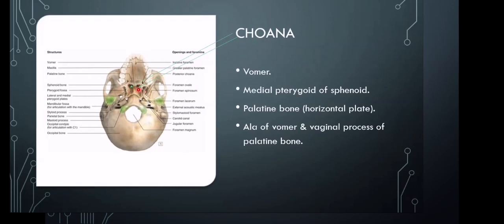These are the choanae. The vomer bone separates the two choanae from each other. The medial pterygoid plate of the sphenoid makes the lateral boundary of a choana. The horizontal plate of the palatine bone makes the anterior and inferior boundary of the choana. The ala of the vomer and the vaginal process of the palatine bone make the roof of each choana.